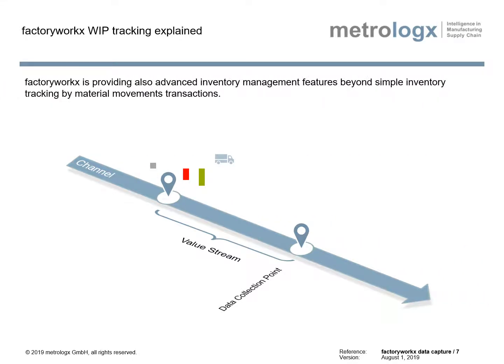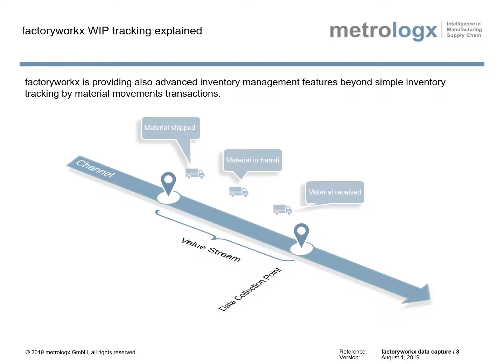factoryworkx also provides advanced inventory management features beyond WIP tracking by user-initiated material movements. With movements, full visibility about material shipped, in transfer, and received is provided.